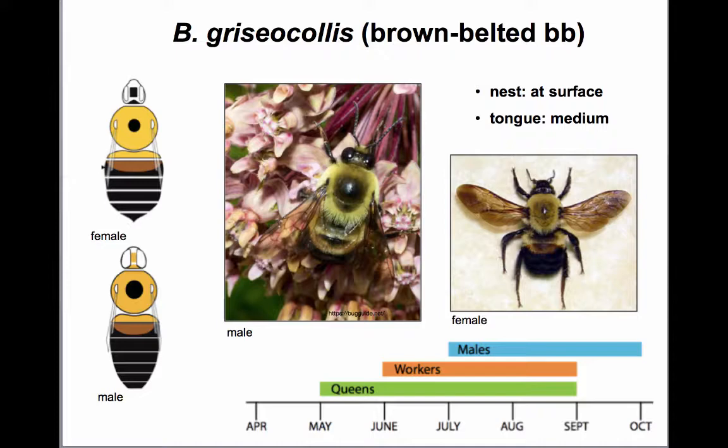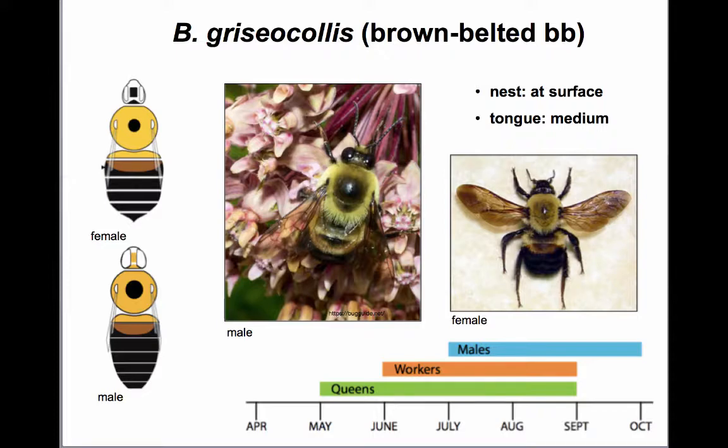The males look similar to the females in this species, except that the males have especially large eyes, even for male bumblebees, very large eyes. And the nests of this species are often found closer to the surface compared to further underground, as in Bombus impatiens.